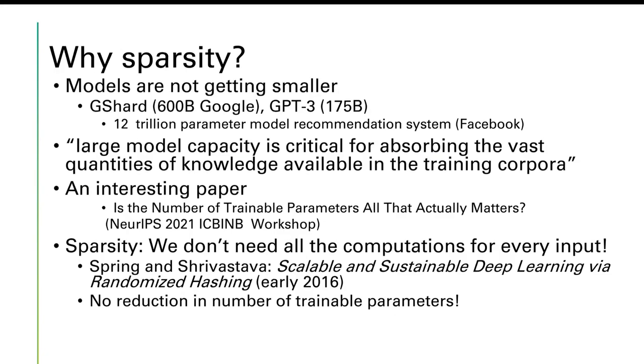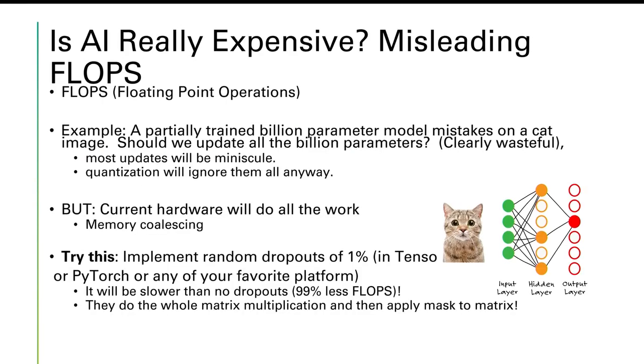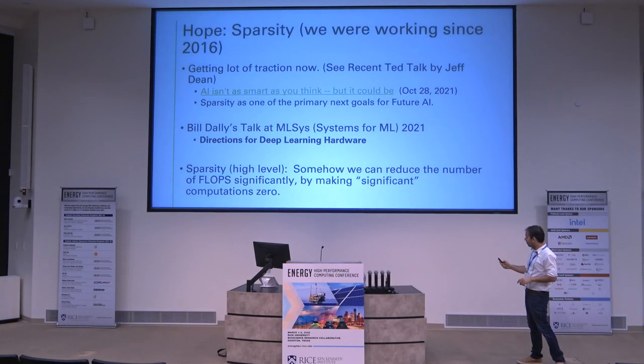Okay, so here is an illustration. Let's say I have a neural network, and it's about a billion parameter model. So not uncommon these days. People can do 175 billion parameter models. 1 billion parameter neural networks are very easy to find. And let's say it's partially trained, as in trained for about a week or something, and it makes some mistakes on a cat image. The question is, should I go ahead and update all the billion parameters?